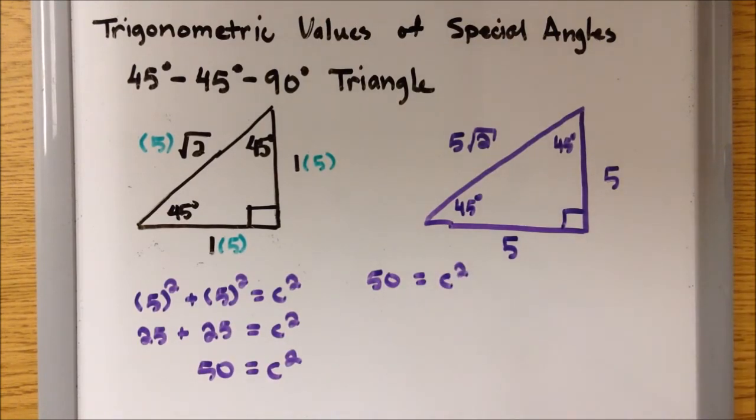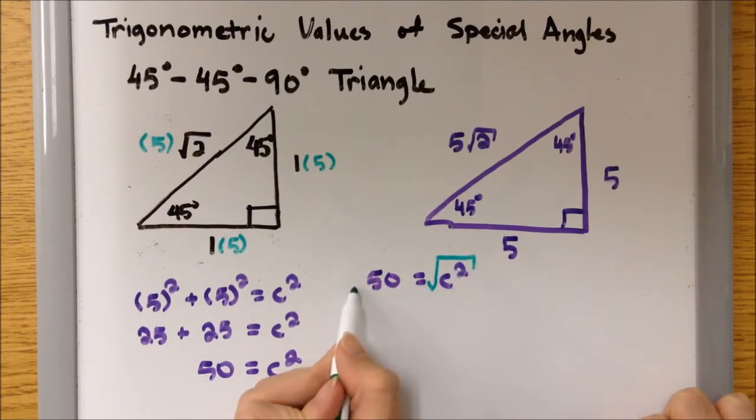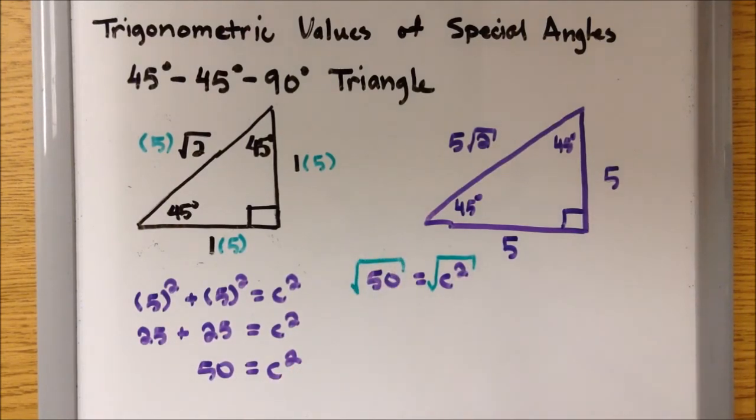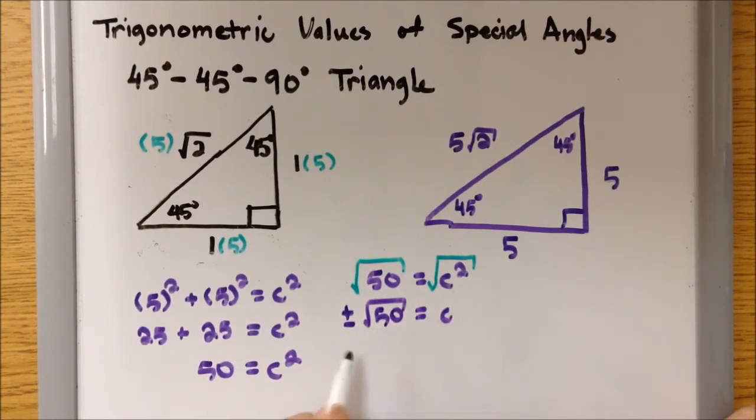So again, get c by itself, so we do the opposite of square. So square root on both sides. So now we have plus or minus square root of 50 equals c, but we always use just a positive. So square root of 50.